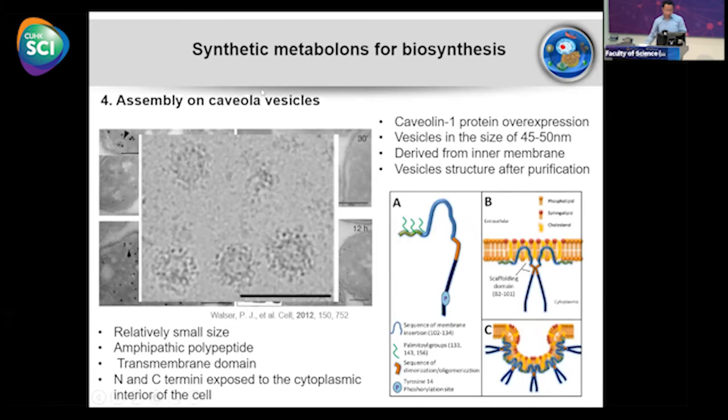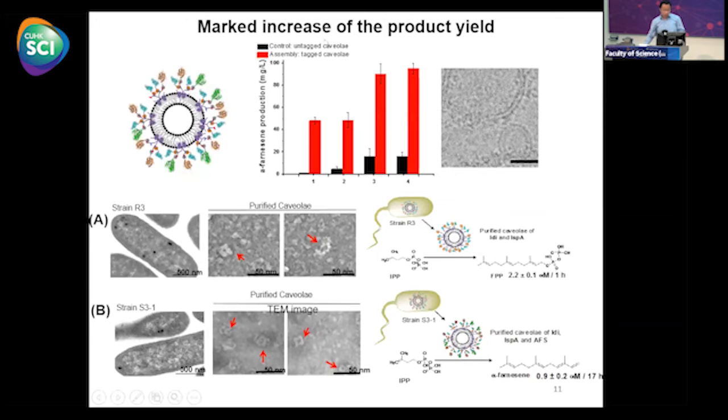This is one type of vesicle called a caveola, initiated by a small protein called caveolin-1. What we did is we assembled this kind of structure inside the E. coli, and then we appended enzymes on the outside of this structure. Now we can clearly see these membrane-surrounded vesicular structures constructed inside the E. coli cells. Through this multi-enzyme complexation process, we again drastically increase the production yield of amorphadiene, lycopene, and the other products.